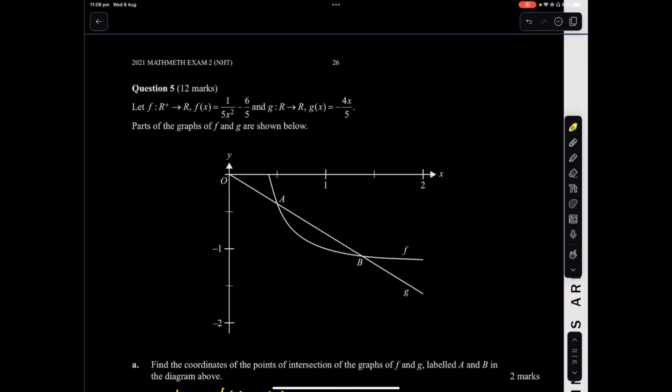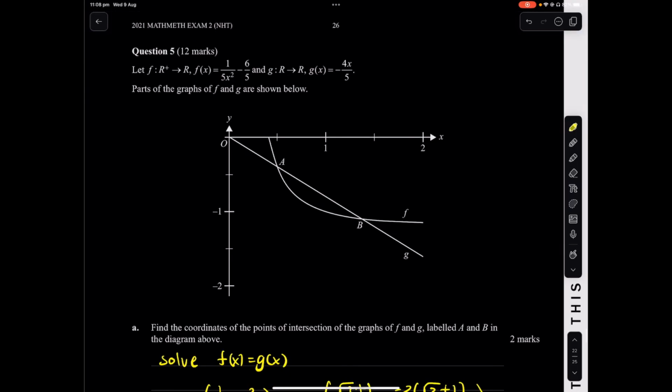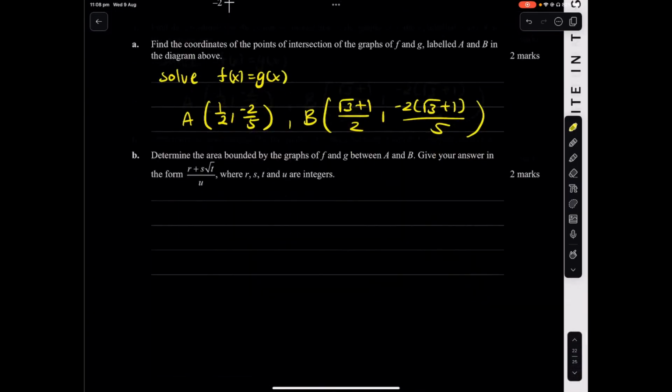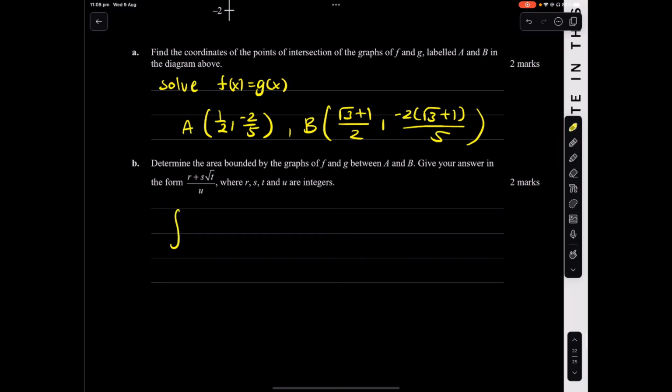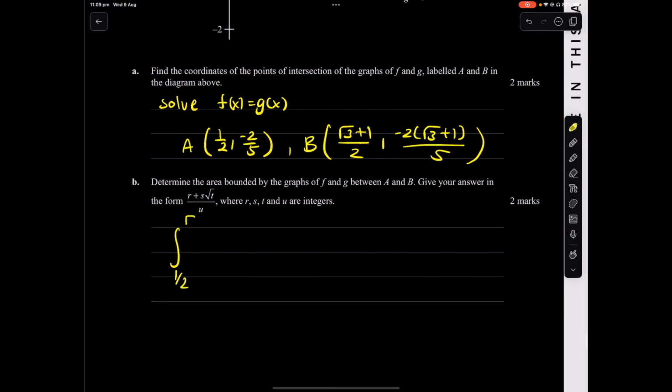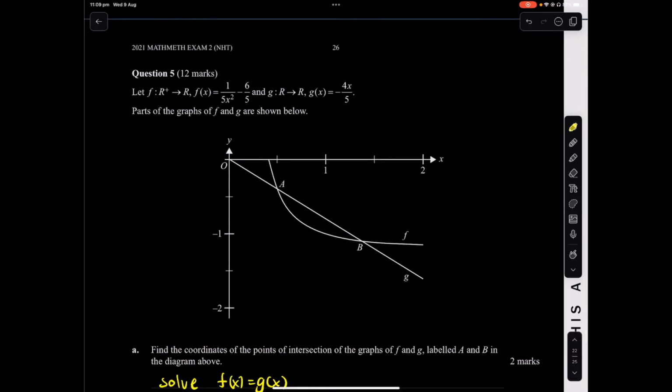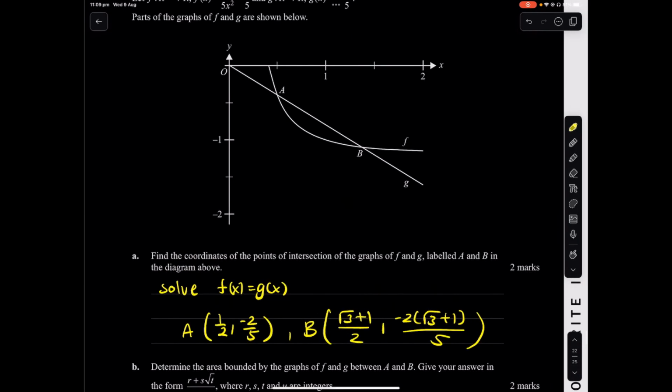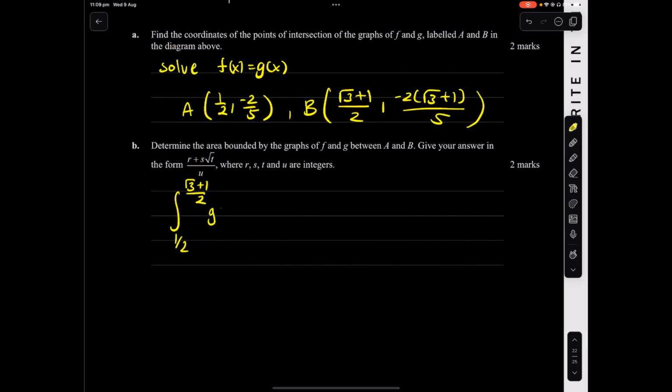So your g is the upper function here. So this can be written as the integral from half to root 3 plus 1 over 2 of g of x minus f of x dx, which is what? Okay, let's write it.